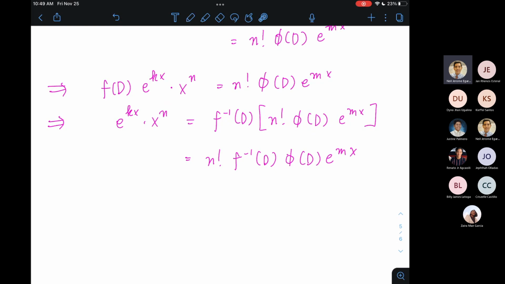So what do we notice here? How can I further simplify this to get rid of phi? Because I want a formula for f inverse. Kasi if flip ko mamaya yung equation. But the thing preventing me from doing that is I still have a phi of d over here. I want it to be eliminated. So what do we know about phi of d?